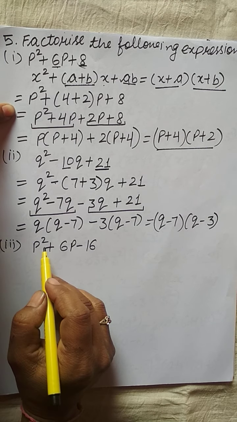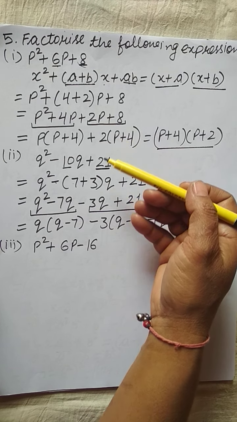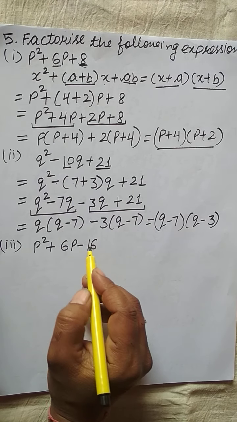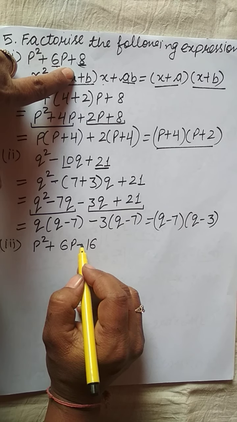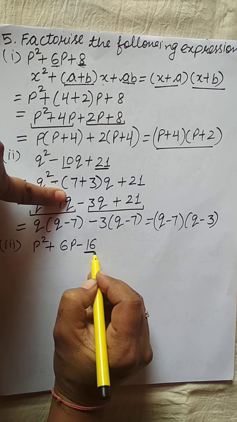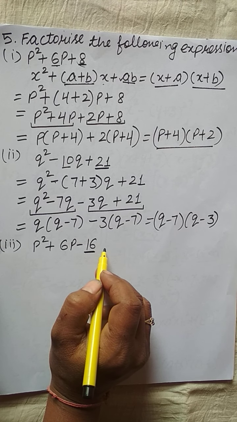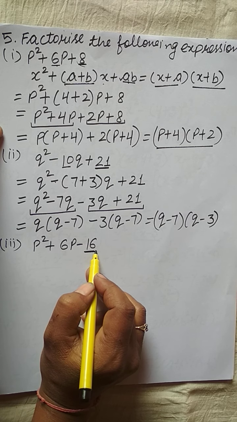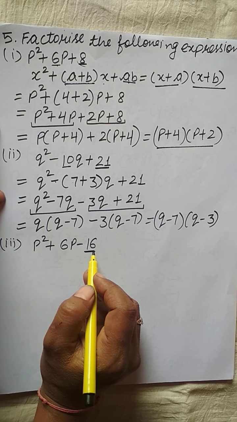Next part is p square plus 6p minus 16. Now as we have done in the previous questions, we take this middle term as the sum of two numbers. But whenever the constant term is of negative sign, that is, here 8 was with the positive sign, 21 was with the positive sign, we have taken the sum. But here this 16 is negative. So whenever this constant term will be negative, we will take the difference of two terms. So I'll find out two numbers whose product is 16 and the difference is 6. So this is 8 and 2, 8 twos are 16, 8 minus 2 is 6.